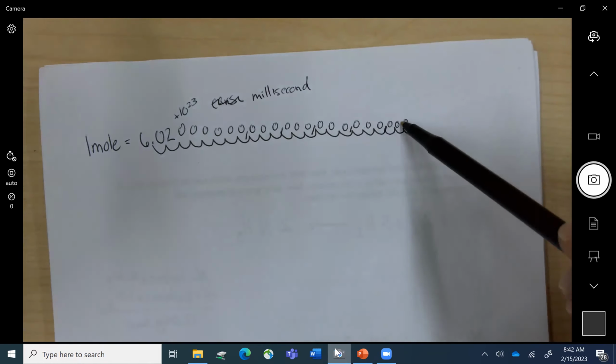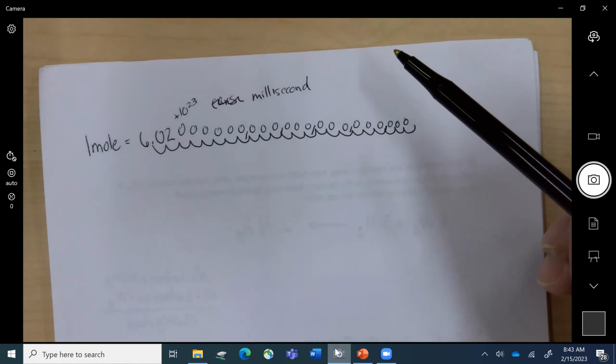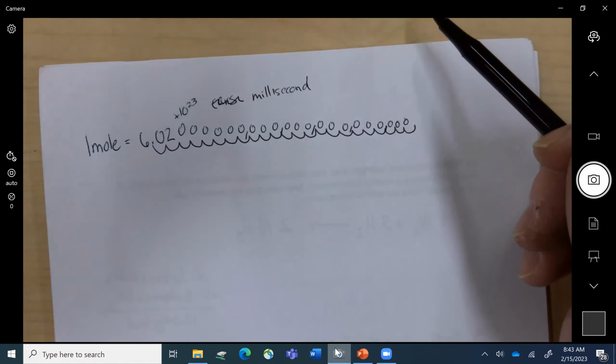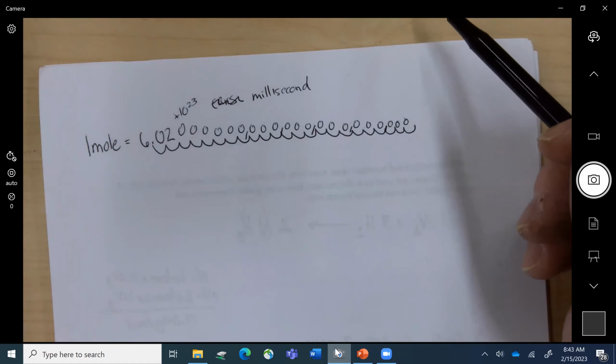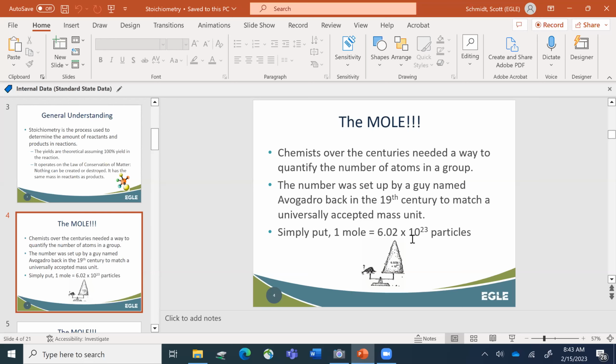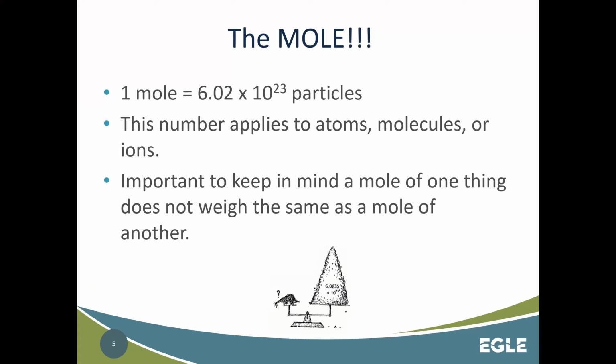This is what the number really looks like, because in order for the atoms to have any mass, you have to have that many of them. Does that make sense? If you don't have that many atoms, the mass of the atom group you'd be looking at would be so insignificant that we probably couldn't measure it, okay? So what do I mean by that? Let's go back to the PowerPoint and put some reference to something like this, all right? 1 mole equals 6.02 times 10 to the 23rd particles, okay? That number can be applied to atoms, molecules, or ions.